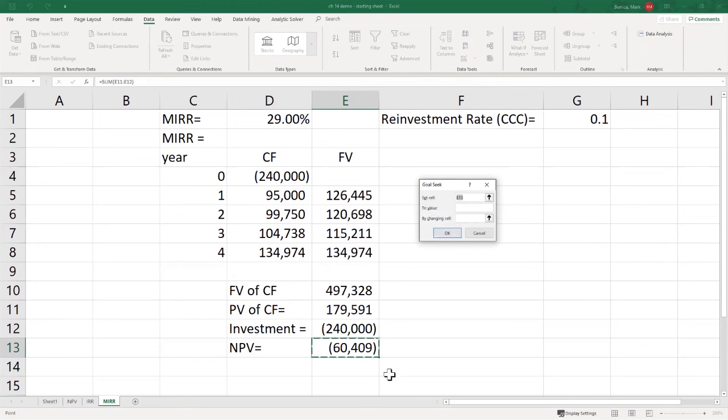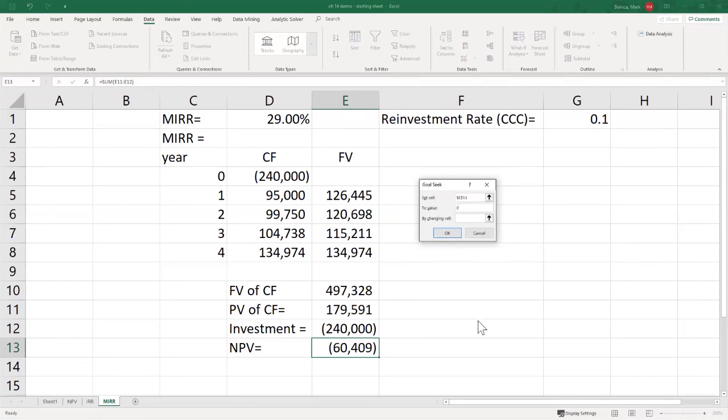So right now it's set on E13, which is the NPV. And that's actually what I want it to do. If I wanted it to be something else, I would just choose a different cell, but I don't. I want it to be NPV. I want to get my NPV to 0, right?